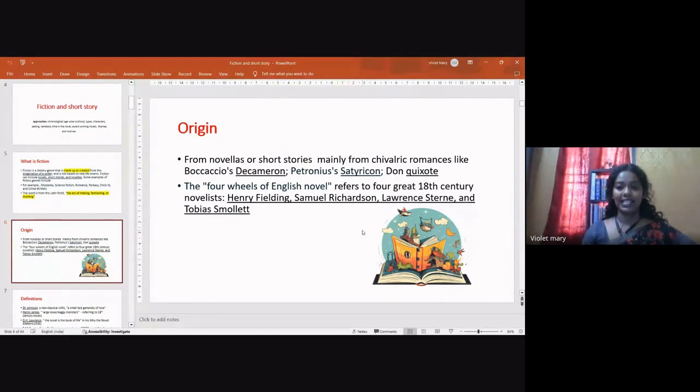You should always read the work with the publication year. It's 1605. Then we can define the Four Wheels of the English novel. These are the four people who familiarized the genre called novel. Who are they? Henry Fielding, Samuel Richardson, Laurence Sterne, and Tobias Smollett. They belong to which century? Not to 1799, not from 1800.